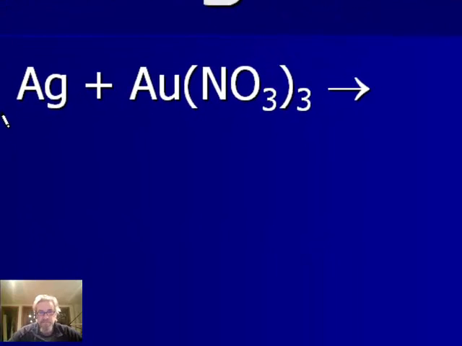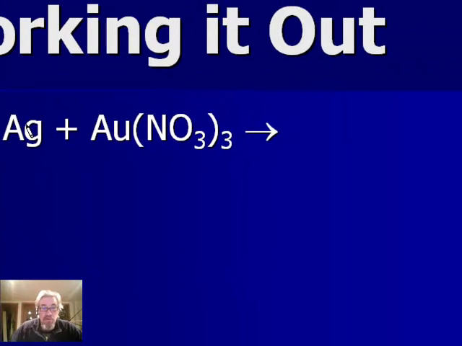You try this one. Well, here's your answer. Silver is the lone element here. It's a metal. It's going to replace another metal in the compound. So the silver and the gold are going to replace one another. That means gold will be by itself, because that's what silver was doing on the left-hand side. And the silver is now going to be part of a compound with nitrate.